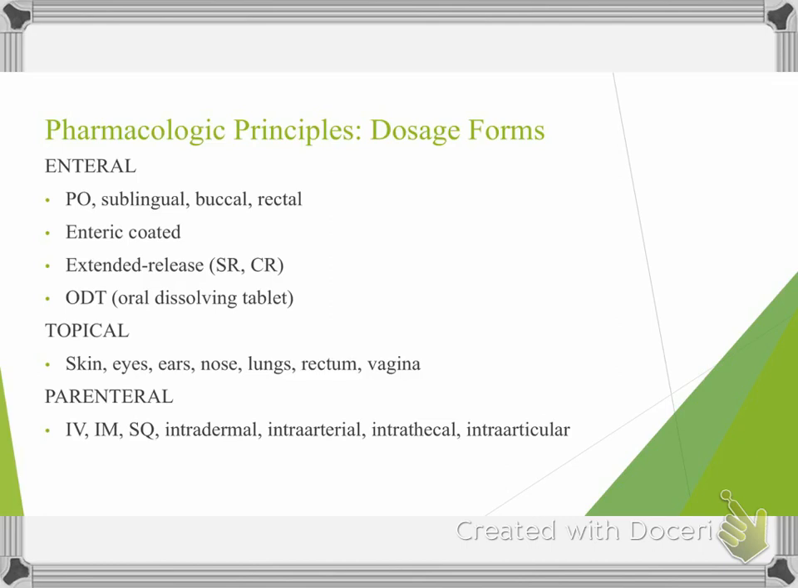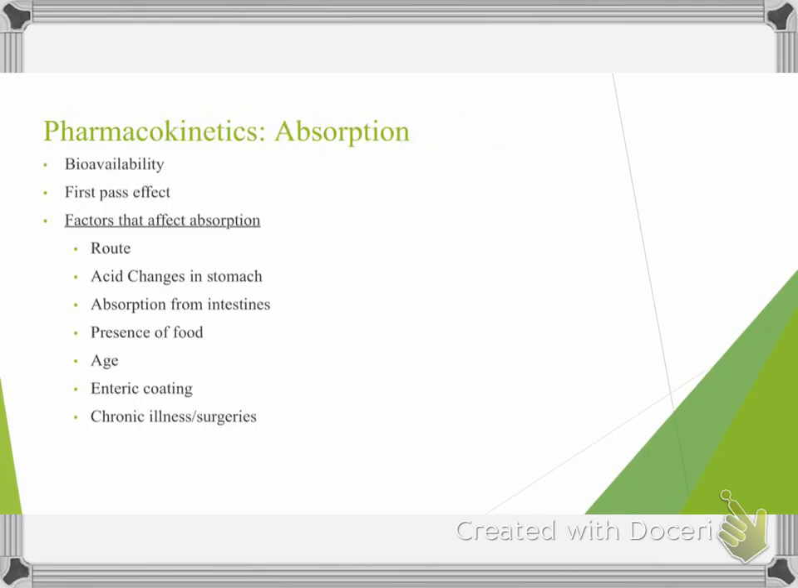Parenteral, so bypassing the GI, these would be injections. So you have IV, IM, sub-Q, intradermal, intra-arterial, intrathecal, and intra-articular, which is into the joints. So absorption. Bioavailability is the extent of absorption, which is how much is available to elicit a response.